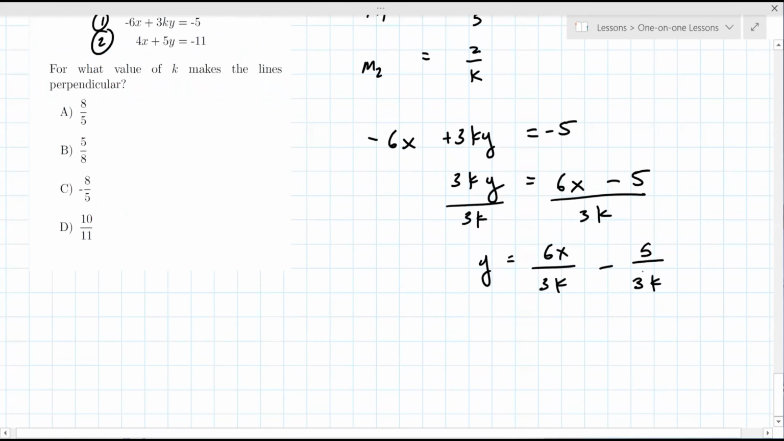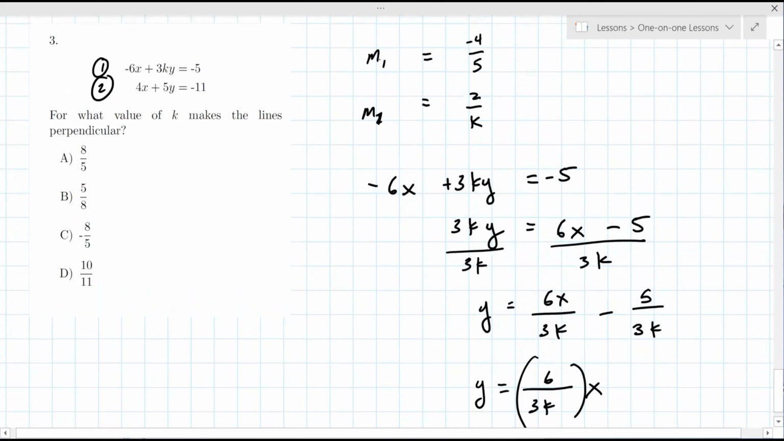The number on the right, you don't even need to do that. We're just going to rewrite this as 6 over 3k times x. So all of this is the slope. Okay, yes. I just brought the negative over instead.